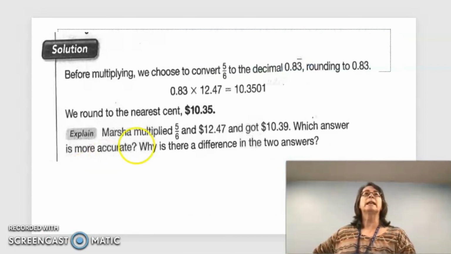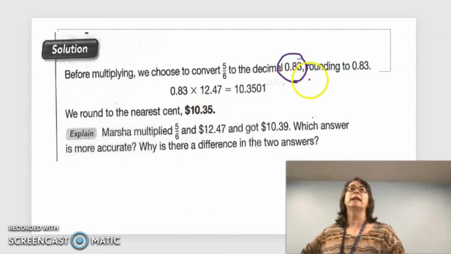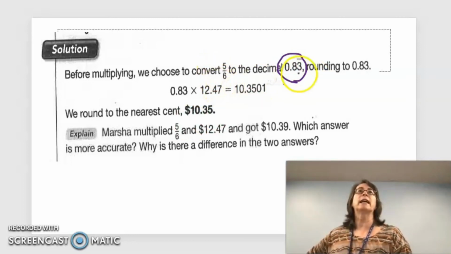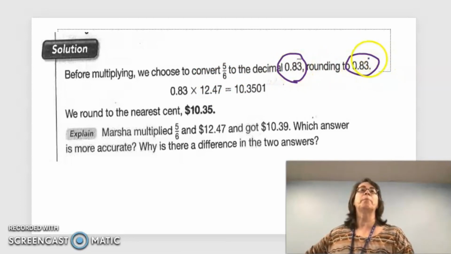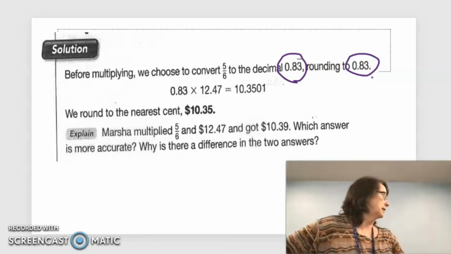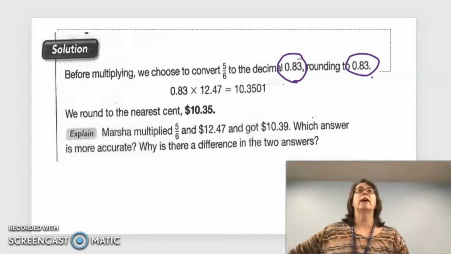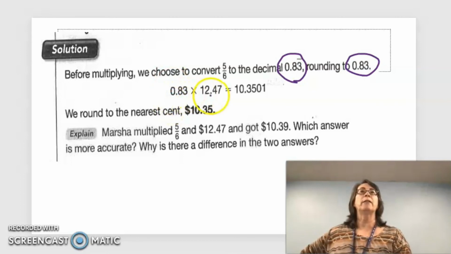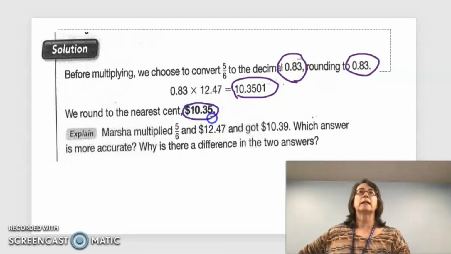Okay, so basically they converted it. Now this is what they're wanting you to see here. They converted 5/6 to 0.83, and then they rounded that. It was 0.83 repeating, and then they put 0.83 because 3 is not 5 yet, is it? Okay, so they rounded it down, and then when they multiplied 0.83 times 12.47, they got $10.35.